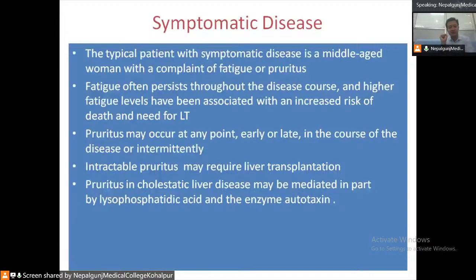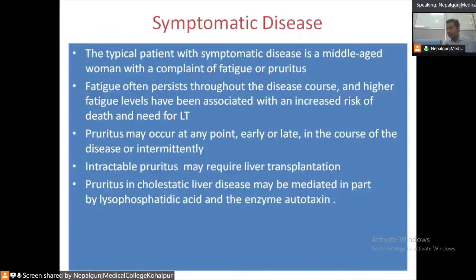Fatigue is very important, and this fatigue persists throughout the disease course. Higher fatigue levels have been associated with an increased risk of death and need for liver transplant. Fatigue is associated with the severity of liver disease. If the patient has pronounced fatigue, it means the liver disease is very severe. Advanced fatigue is also an indication of liver transplant. Okay, this is fatigue. It's correlated with severe liver disease.